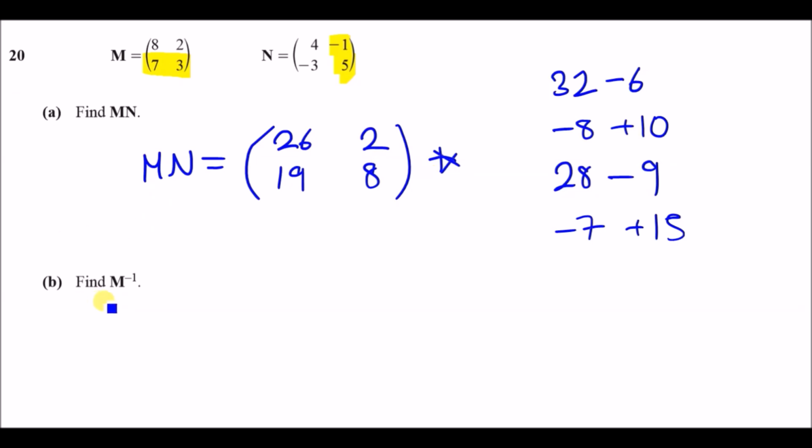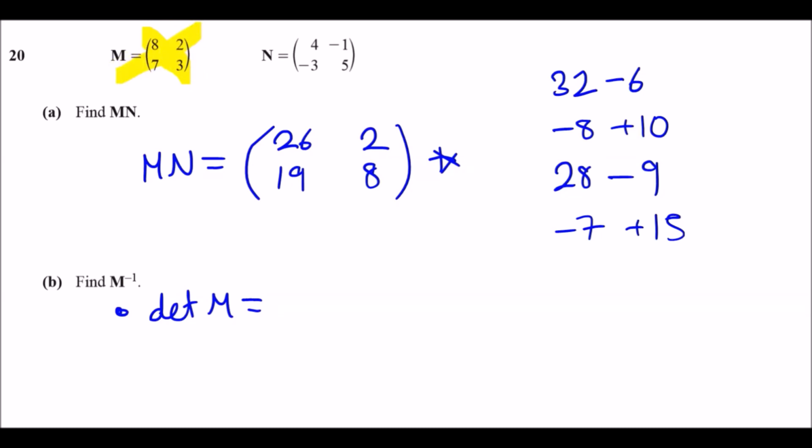Now the next bit, B, is known as the inverse of M. And there's two steps. The most crucial step, and this is the one that's forgotten, is to calculate the determinant of M. Now determinant M is literally something known as the pure raw value. And you find it by calculating the diagonal, multiplying the diagonal, and subtracting it with the other diagonal.